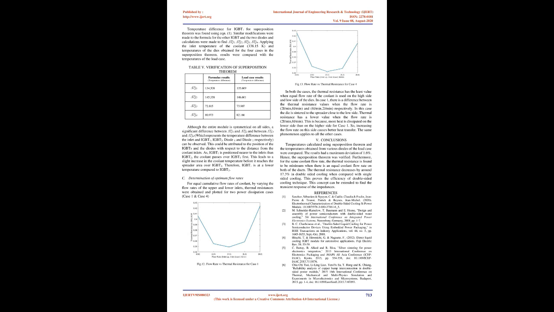In case 1, there is a difference between the thermal resistance values when the flow rate is 2L/min 6L/min, and 6L/min 2L/min, respectively. In this case the die is sintered to the spreader close to the low side. Thermal resistance has a lower value when the flow rate is 2L/min 6L/min. This is because more heat is dissipated on the lower side than on the higher side for case 1. So, increasing the flow rate on this side causes better heat transfer. The same phenomenon applies to all the other cases.